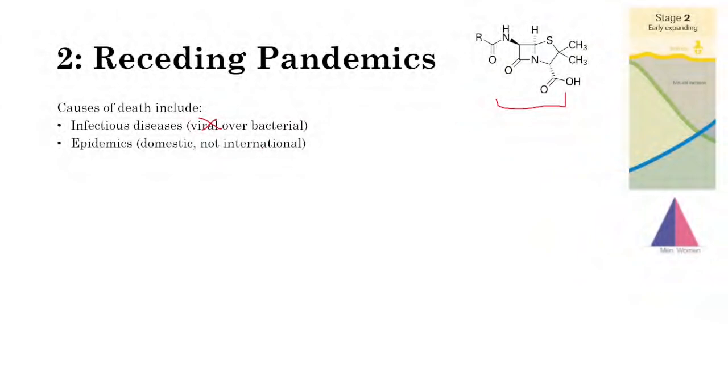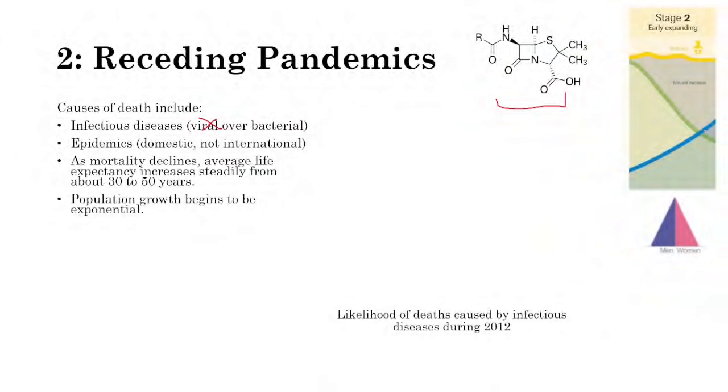We see epidemics occur, viral epidemics. These are different from pandemics. Epidemics are more domestic. They stay within one region or within one country. They're not international. As mortality declines, which we can see here, the death rate declines, average life expectancy increases steadily from about 30 to 50 years. With more people living, the life expectancy increases. Population growth begins to be exponential.